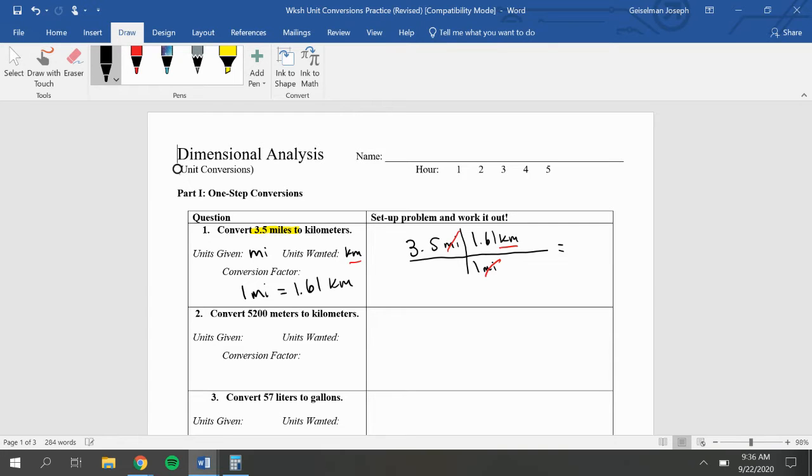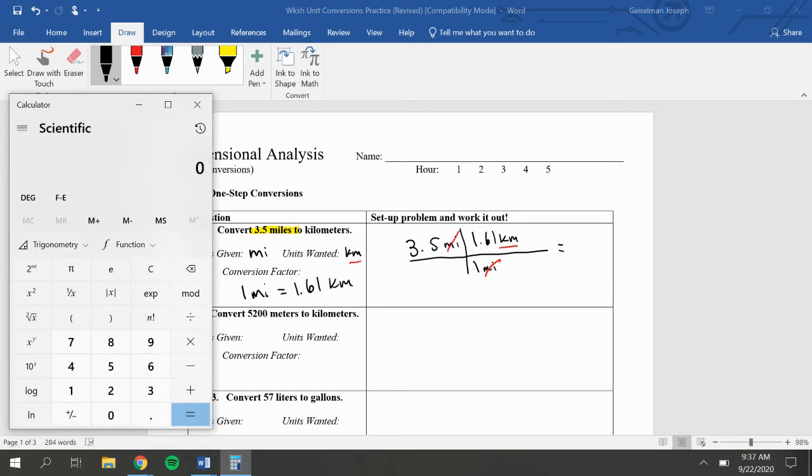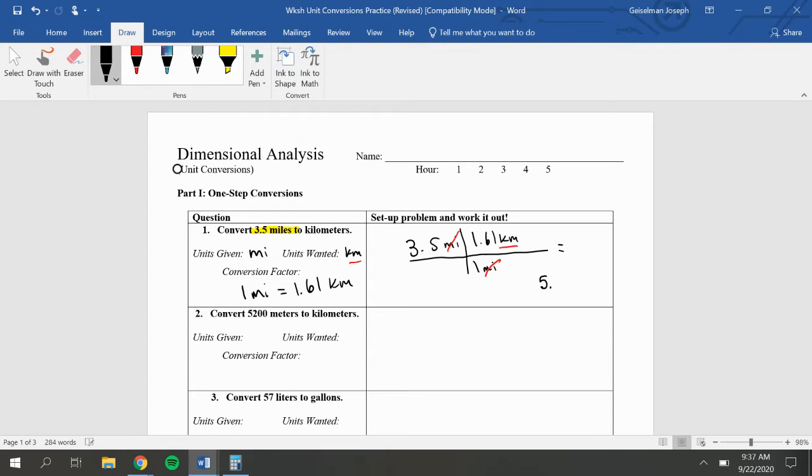So I can now just pop this into my calculator. 3.5 times 1.61 gives us an answer of 5.6, and our answer is not in miles, but in kilometers.